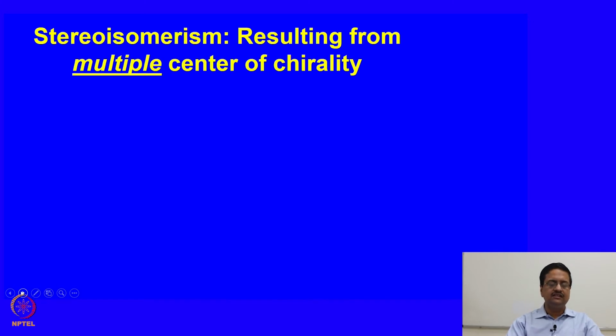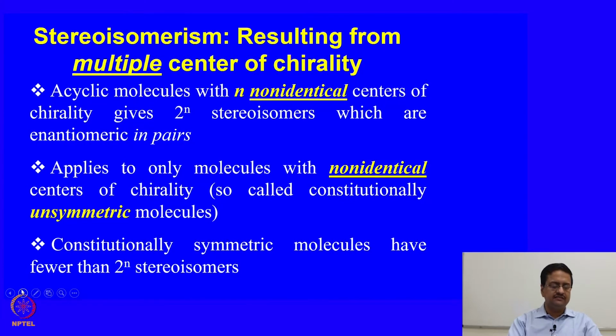Now, in most cases, we see compounds which have multiple stereocenters or multiple chiral centers. So in those cases, we have to assign priority to those chiral centers as well. Acyclic molecules with n non-identical stereocenters, or centers of chirality, give 2 to the power n stereoisomers, which are enantiomeric in pairs. We will discuss this in a few minutes. It applies only to molecules with non-identical chiral centers, the so-called unsymmetric molecules. Consequently, symmetric molecules have fewer than 2 to the power n stereoisomers.